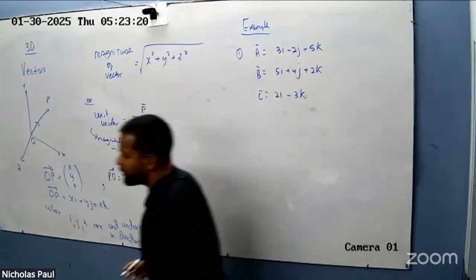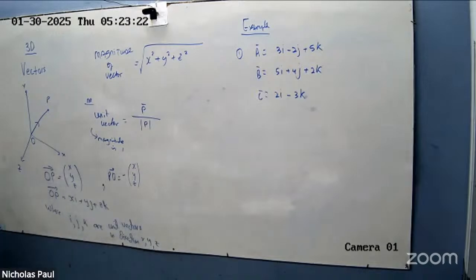Alright, so let's say we have those three vectors, right? And we want to be able to add and subtract things.